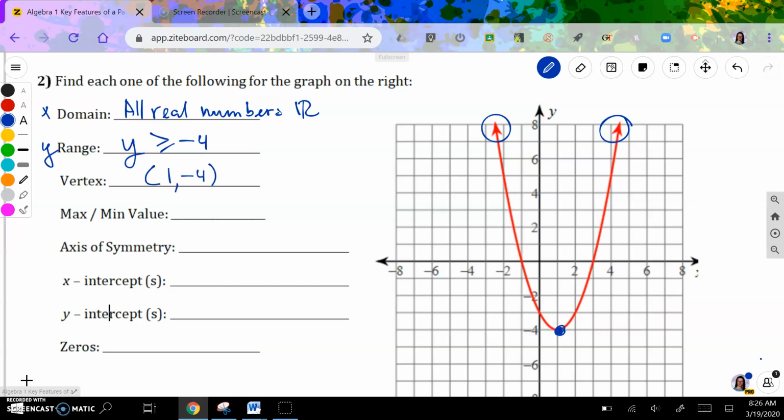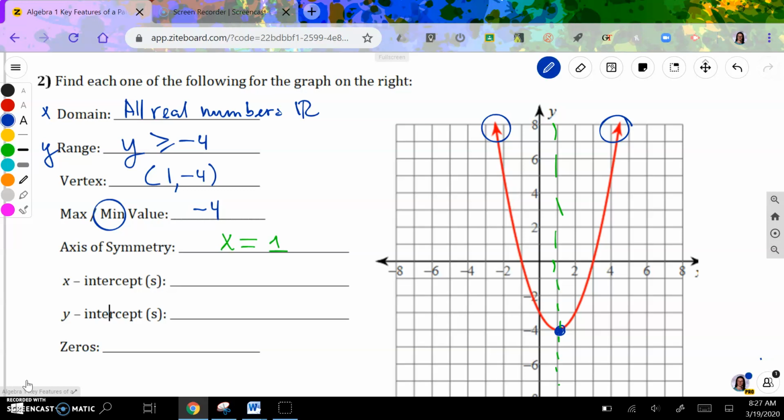Since my parabola is concave up, I am going to have a minimum value, or the lowest point, and the value of that lowest point is -4. Remember, it's just the y value. My axis of symmetry is going to be the vertical line that cuts through my parabola perfectly in half. So it's going to be at x equals 1.